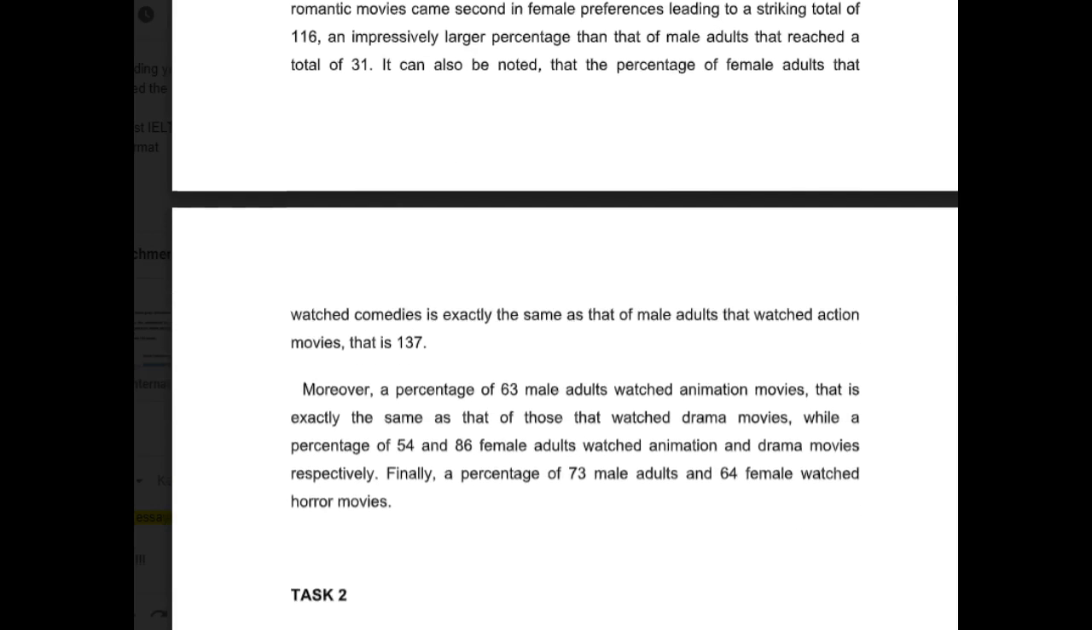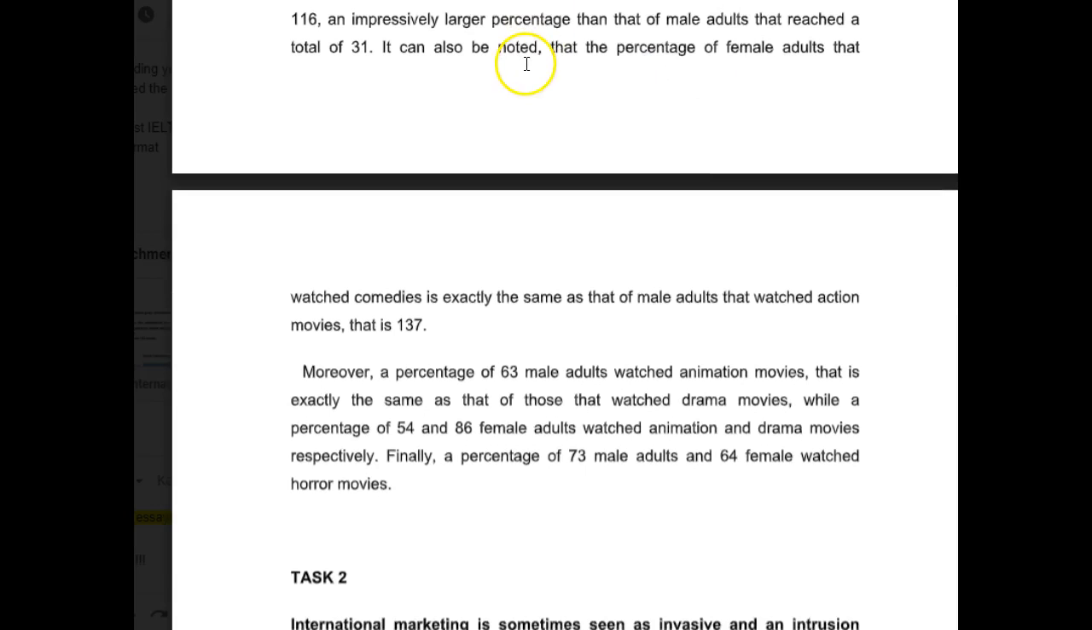It can also be noted, you don't need a comma here, that the percentage of, again, no percentage, we've covered that already, that the number of female adults that watched comedies is exactly the same as that of male adults that watched action movies. I wouldn't have said that is, I would have just said comma 137. Moreover, 63 males watched animation movies.